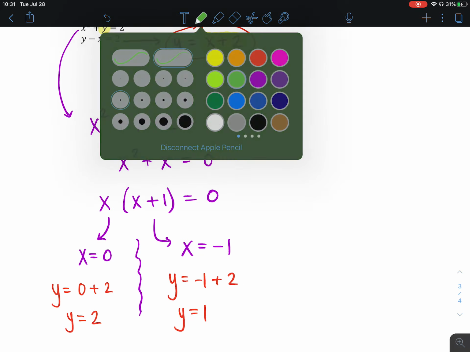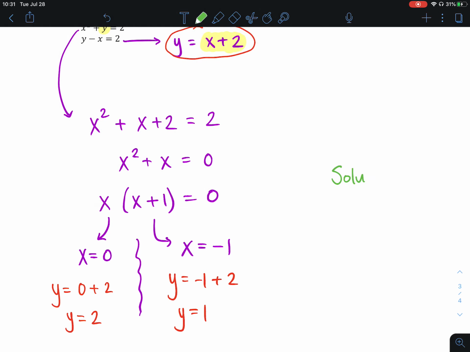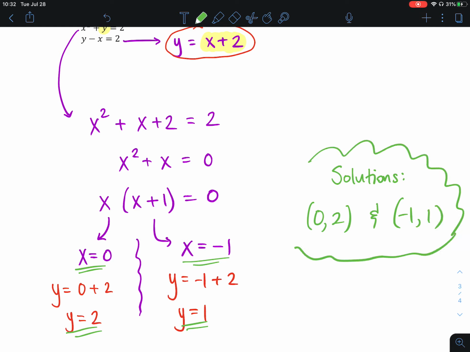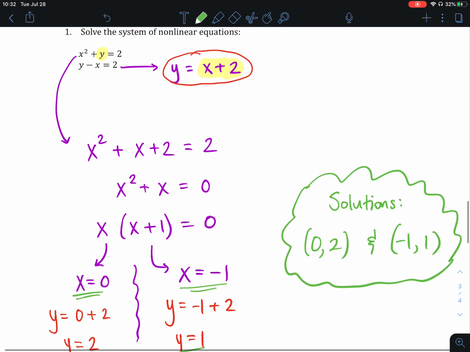As we write these two solutions, we'll be really clear to write them as ordered pairs. The first solution is when x is 0, the corresponding y is 2. Our second solution was when x is negative 1, the corresponding y is positive 1. So we get (0, 2) and (-1, 1). And I would definitely encourage you, if it were me, to think about the graph to make sure this made some sense.